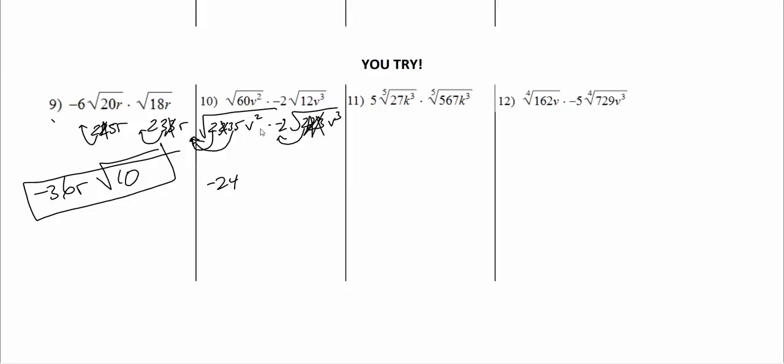Can I bring any of these out? Oh yeah, heck yeah I can. I have 5 inside. I need 2. How many groups of 2 can I pull? I can pull 2 of them out, times the square root of what did I not touch?